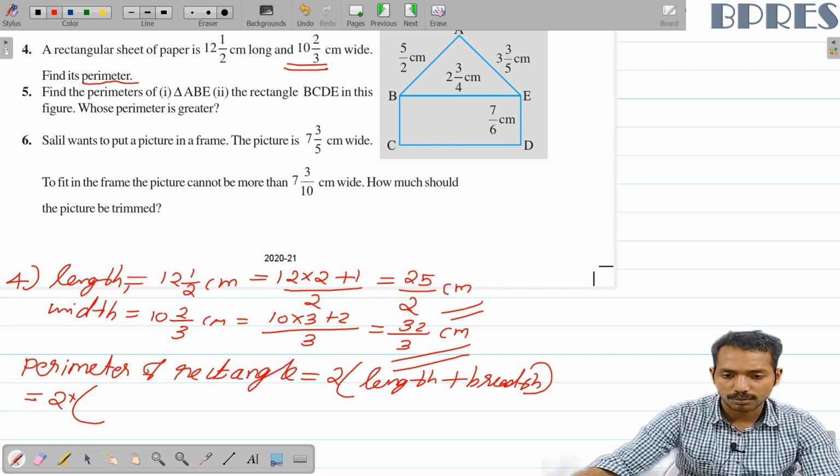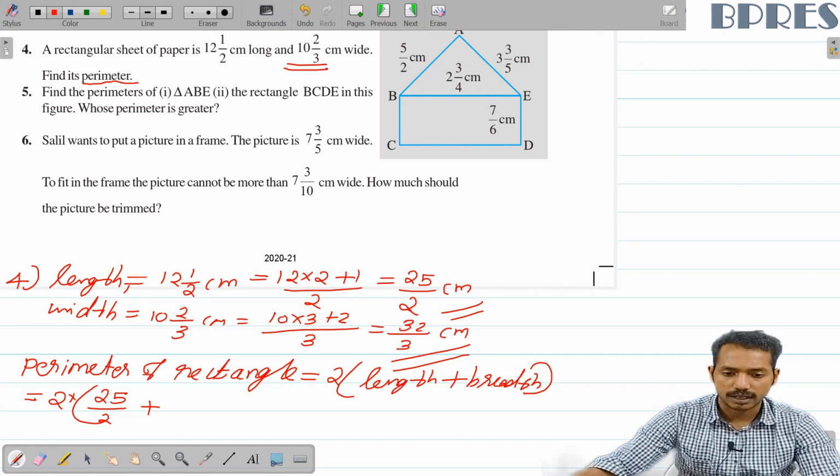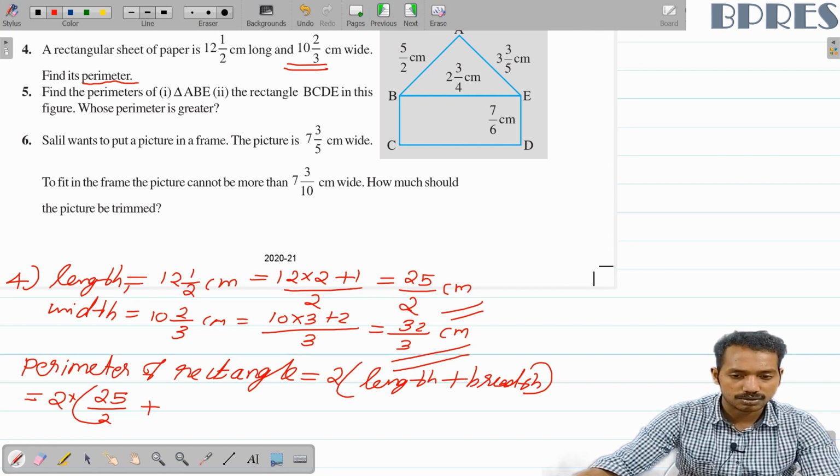Length is 25 by 2. Clear. Plus what is breadth? Breadth or width. Okay, same meaning only. Here in the question it is given as width, here I have written breadth. Both are the same. Both words represent the same meaning. 32 divided by 3.